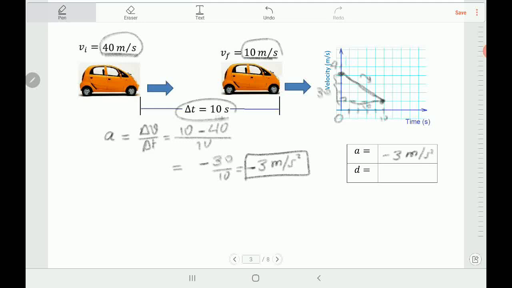But it's negative, so the acceleration is equal to minus 3 meters per second squared. I want to remind you of something very important. If you are asked to find the acceleration, you have to write it as minus 3. So you write acceleration is equal to minus 3 meters per second squared.